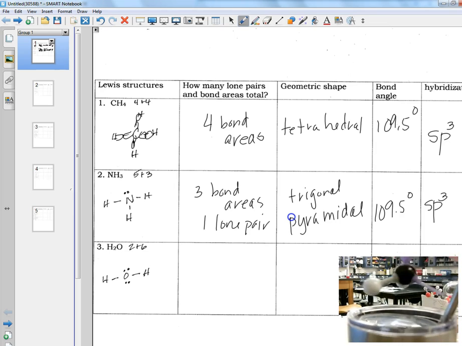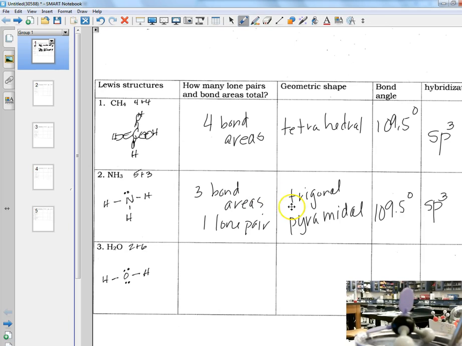Water's our next one. Again, you can see we have that same basic shape that we've had with the other 2. So once again, our angle is going to be 109.5. Our hybridization is going to be sp3. And they're actually a little bit less than that, but I'm not going to worry about that. We have 2 bond areas and 2 lone pairs. This is named bent.